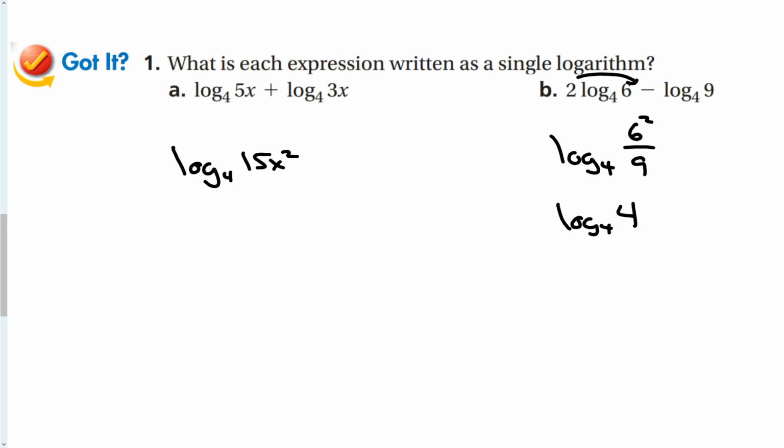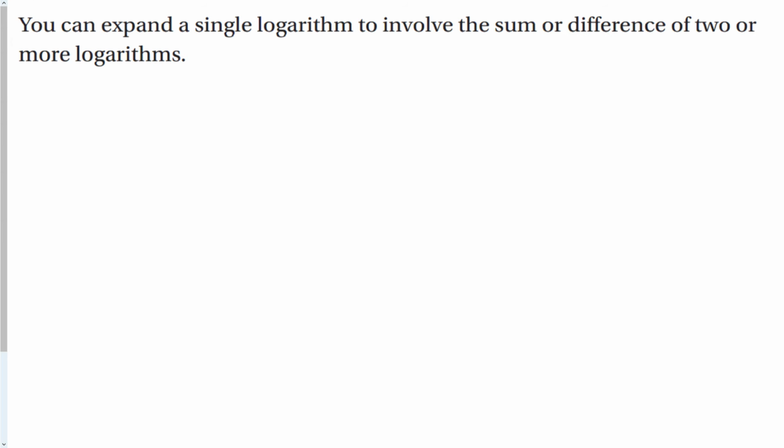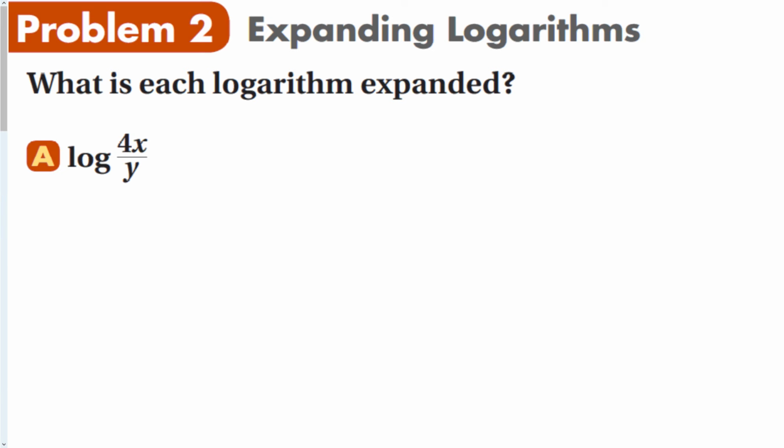Divided by 9 is 4. And the log base 4 of 4 is 1. Okay. So that was condensing, simplifying logarithms into a single logarithm. We can expand a single logarithm to involve the sum or difference of two or more logarithms. So we can do the opposite. Okay, so let's do that.